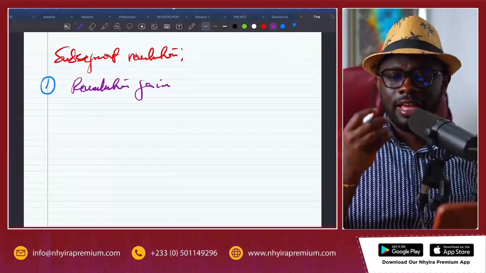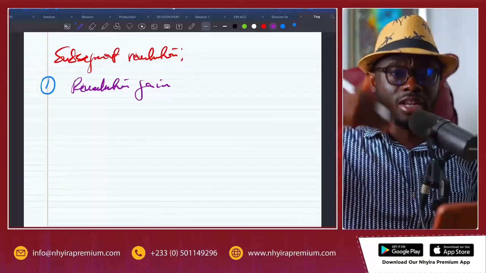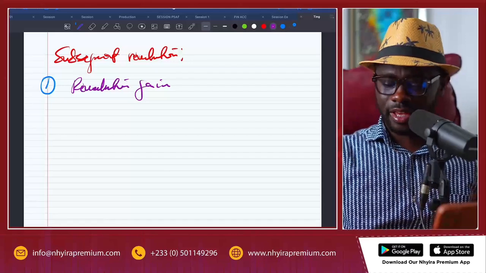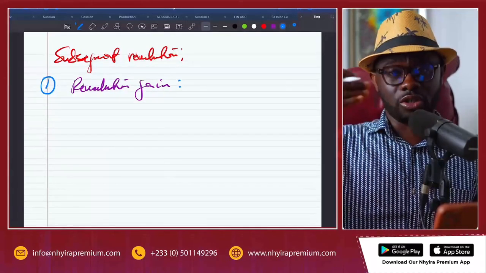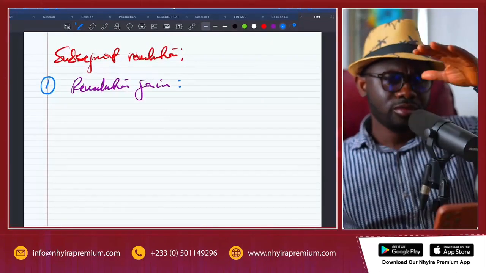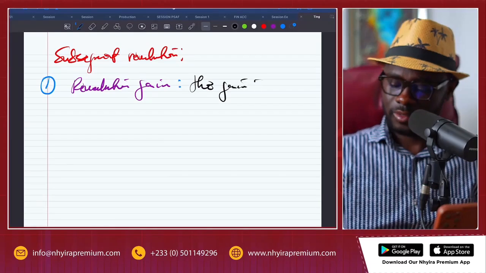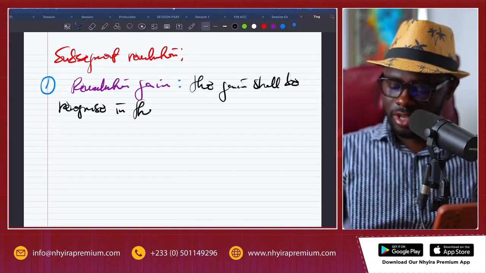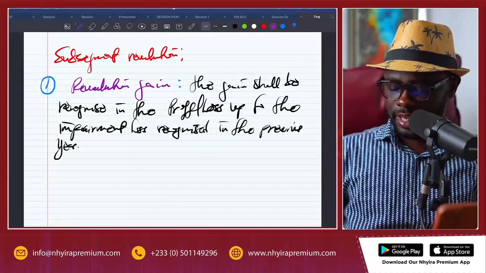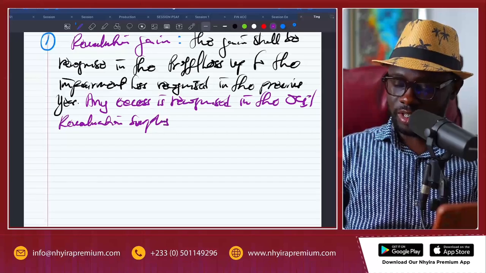What we do is that the gain will be recognized first in the P&L account up to the impairment loss previously recognized. Any excess amount is recognized in the OCI. That's what's happening here. So on that subsequent revaluation, which results in a gain from an asset that had previously suffered an impairment, although it is a gain and by default it's supposed to go to OCI, no, it will be going to P&L first. So the gain shall be recognized in the profit or loss up to the impairment loss recognized in the previous year. Then any excess is recognized in the OCI and revaluation surplus. This is the principle.